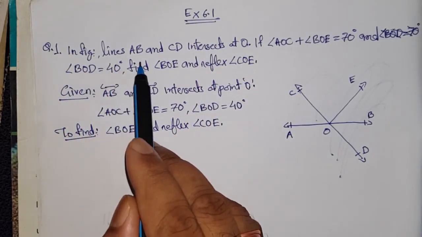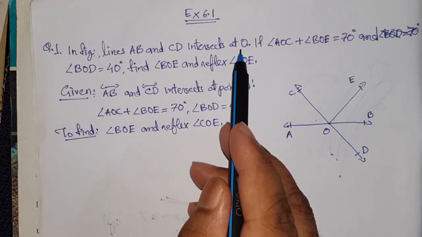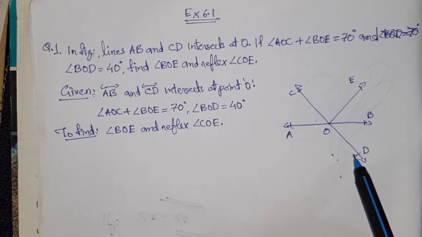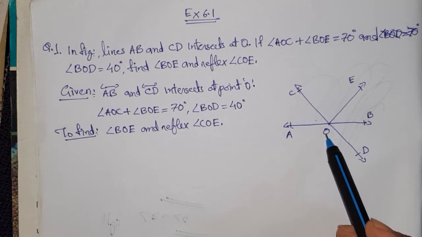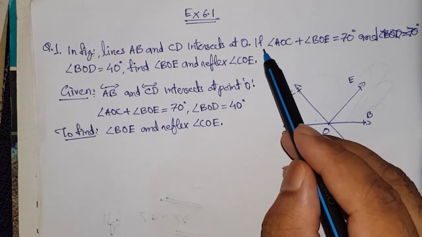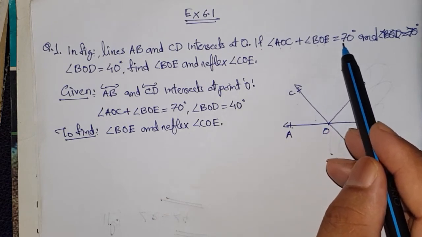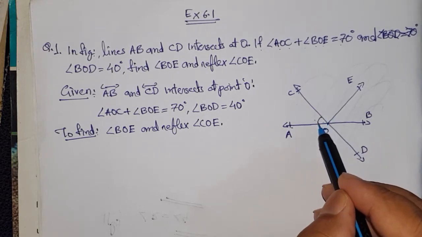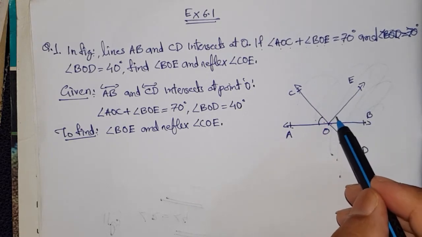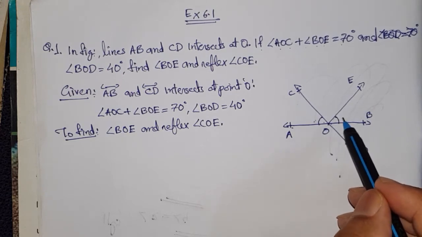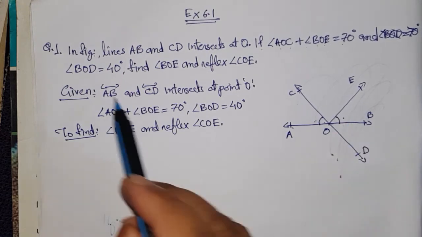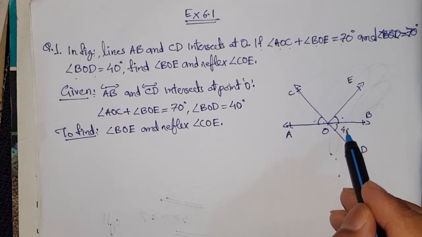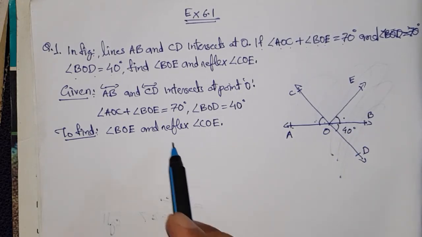In figure, lines AB and CD intersect at O. So here you can see in the figure, AB and CD are the two straight lines and both are intersecting at a point O. Correct? If angle AOC plus angle BOE is equal to 70 degree. Here you see AOC, this angle, BOE, the other angle. Their sum is 70 degree. And angle BOD is given 40 degree. BOD, this angle is given how much? 40 degree.